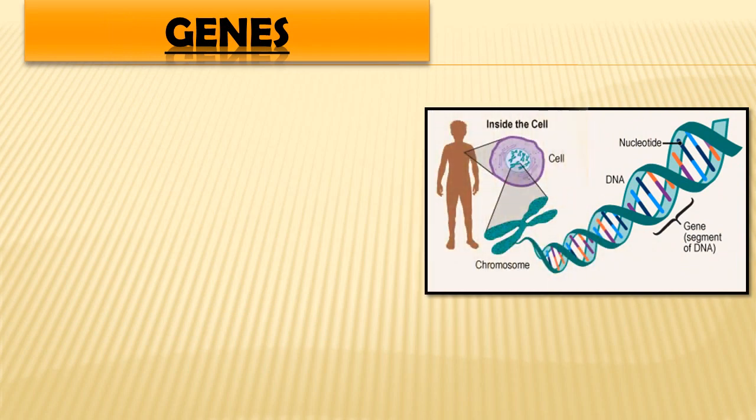Next we have the gene. So what is a gene? Here we have one picture. Each chromosome is made up of a single DNA molecule, and segments of the DNA molecule are called genes. In the cell we have the nucleus, and inside the nucleus we have the chromosome, and the chromosome is made up of deoxyribonucleic acid, and a part or segment of a DNA is called a gene.